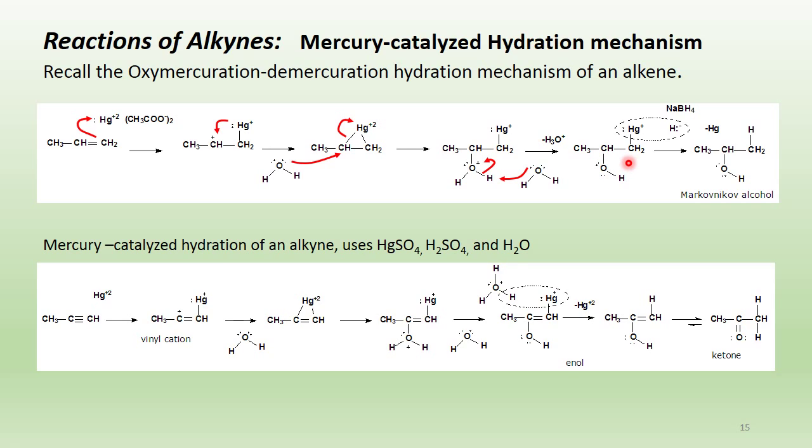At this point, the reaction stops and waits for step 2, where we add sodium borohydride in basic solution. It releases hydride ion. The hydride ion displaces the mercury. The mercury plus 1 leaves with a pair of electrons and eliminates as mercury metal, elemental. So it's actually consumed in the reaction. We wind up with the neutral Markovnikov alcohol.